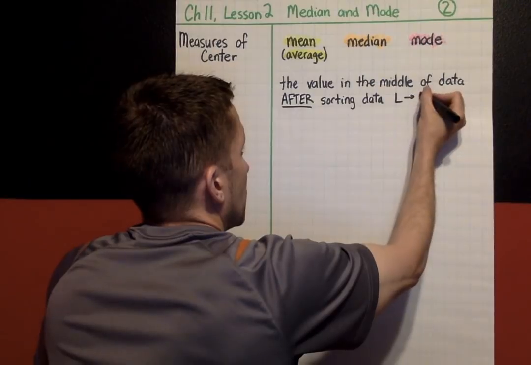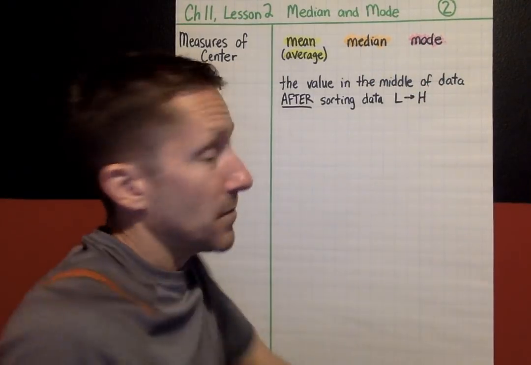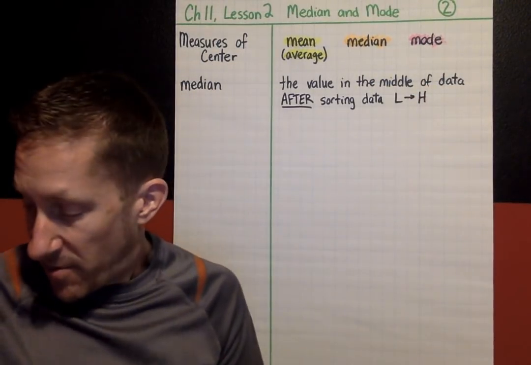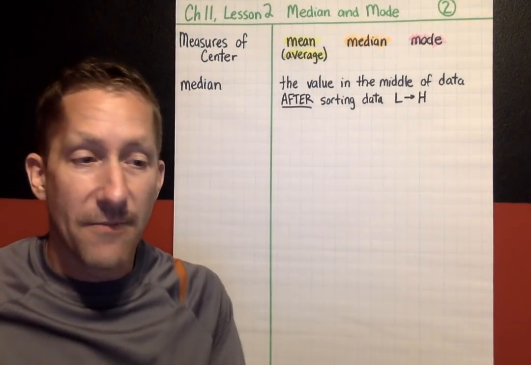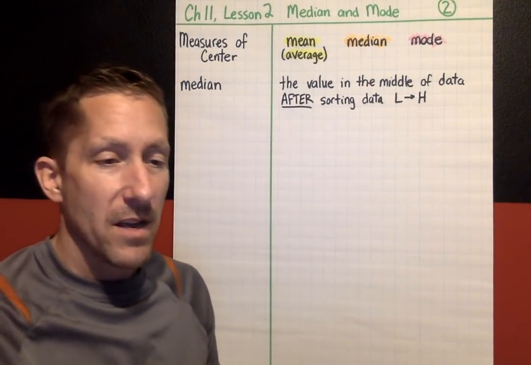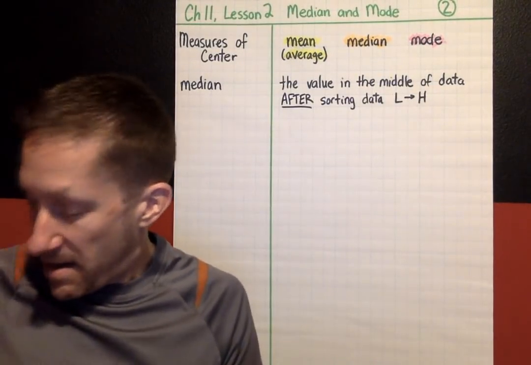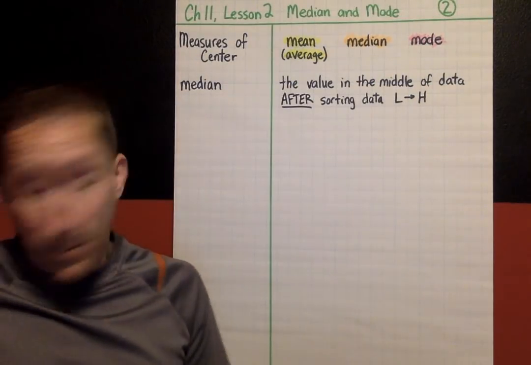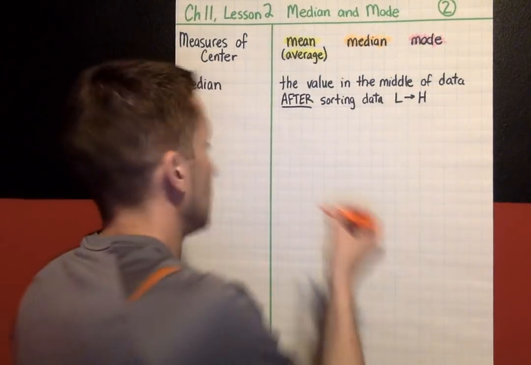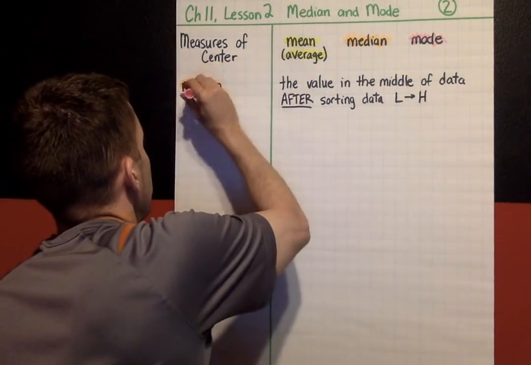low to high. So the very first thing you have to do in order to find the median is you have to sort the data. You have to put it in order from low to high. And we'll do some examples in just a little bit. So that's the median.